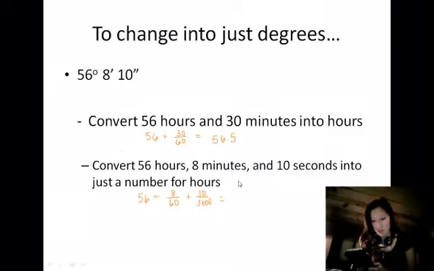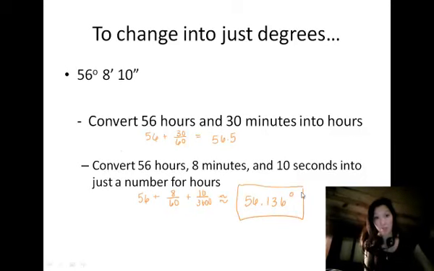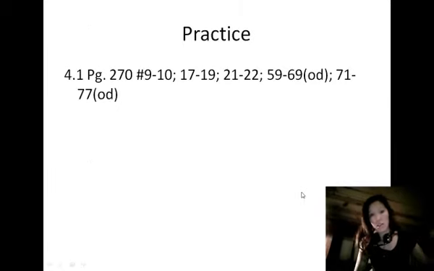8 divided by 60 plus 10 divided by 3,600, what we get is approximately, and I'm going to round to the nearest thousandths here, we have 56.136, and then that would be degrees. Okay, so that's how we do that conversion. And there you have it.